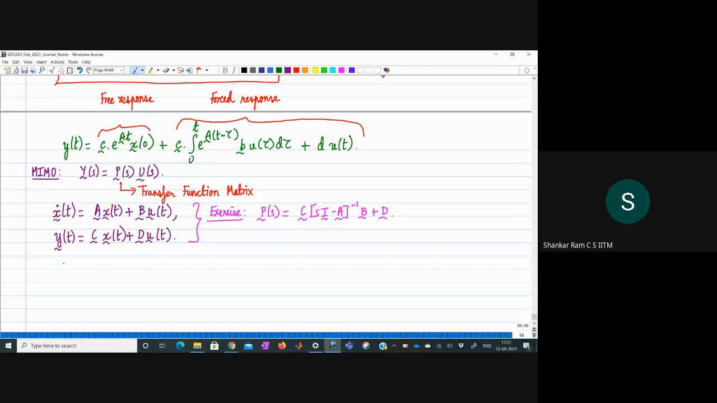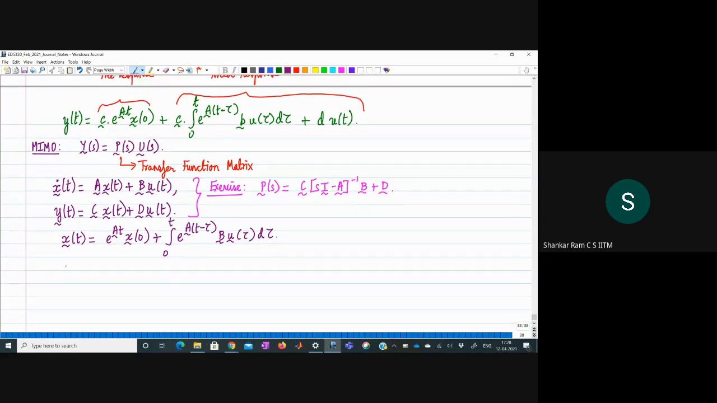Similar to the SISO case, if we integrate the state equation, we are going to get x of t equal to e to the power At x0 plus the integral from 0 to t of e to the power A(t minus tau) B u(tau) d tau. As you can see, the difference is that we have multiple inputs and an input matrix. Those are some key differences.